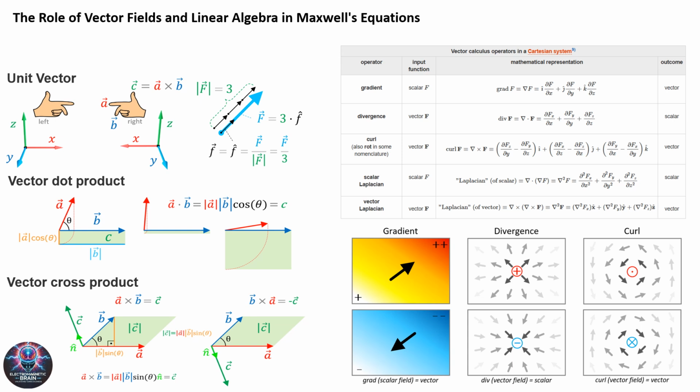On the right-hand side of the slide, figures illustrate fundamental vector operations: unit vectors, dot product, and cross product. The dot product helps us understand the projection of one vector onto another, which is essential for analyzing fields like electric fields in specific directions. The cross product results in a vector perpendicular to the original two vectors, crucial for understanding phenomena like magnetic force and torque.